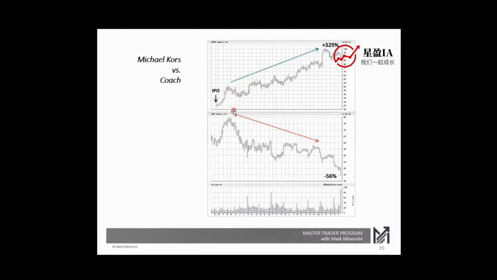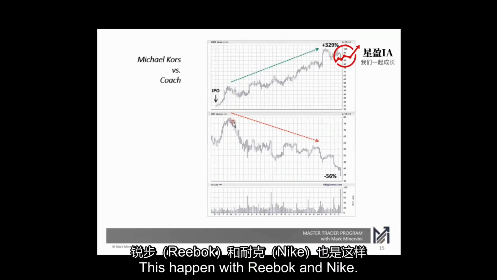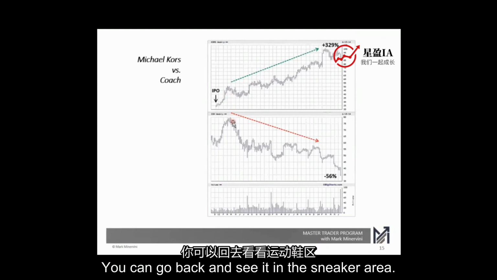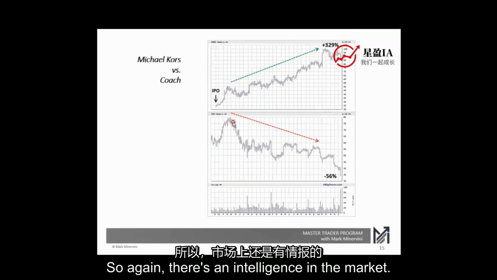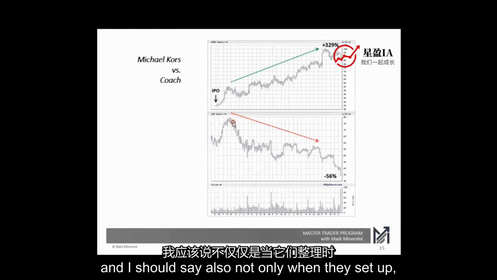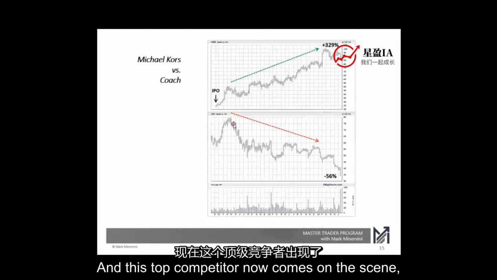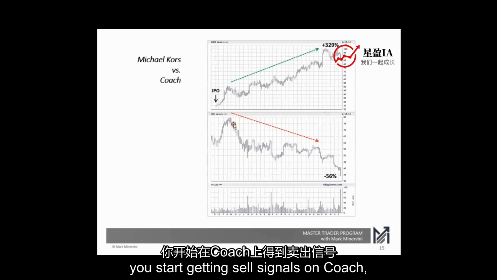But Kors came in, and these trends are very fickle. This happened with Reebok and Nike. You can go back and see it in the sneaker area. So again, there's an intelligence in the market. And when these stocks set up, and I should say not only when they set up, but if you're a fan of Coach, and this top competitor now comes on the scene, and you start getting sell signals on Coach, you want to get out.